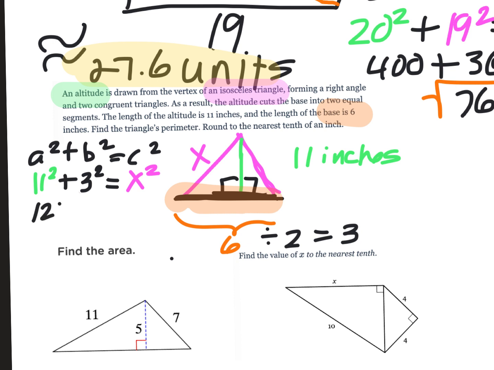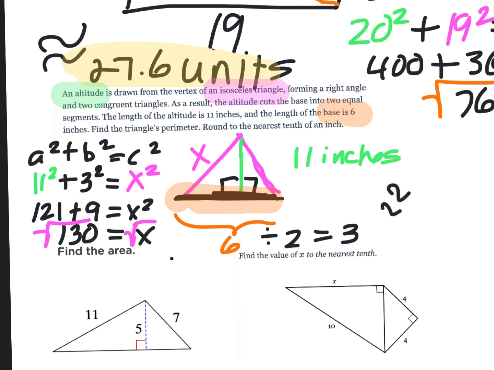So I've got 121 plus 9 equals x squared. And we've got 130, which we know we need to take the square root of. And once again, this is just asking us to round to the nearest tenth. So all we have to do, somebody correct me if I'm wrong, I think it ended up being 11.4. If you put it in the calculator, 11.4 inches.